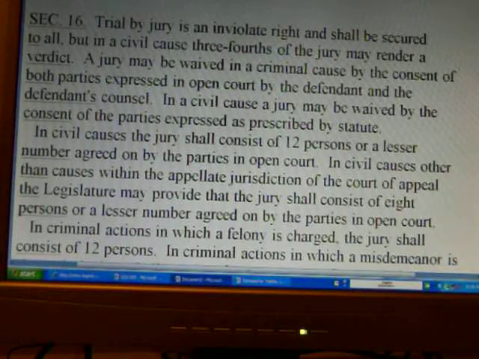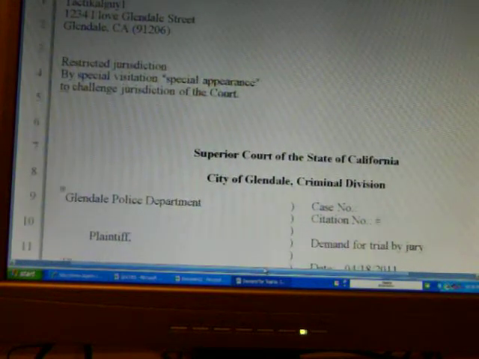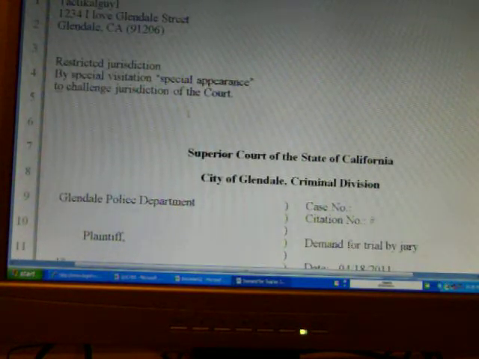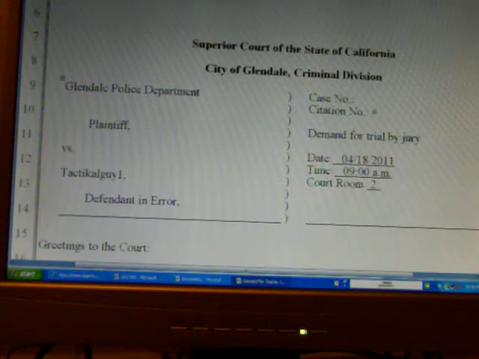Now it goes on, but it just talks about civil and some other stuff, criminal felonies. This only applies to misdemeanors. So here it is. On the first line is name, city, my address, and then the address, city, then state, then zip code. Of course it says Tactical Guy 1, 1234, I Love Glendale Street, Glendale, California 91206. Restricted jurisdiction by special visitation, special appearance to challenge jurisdiction of the court, because I can prove the court has no jurisdiction. Of course, the plaintiff here, I always put Glendale Police Department.